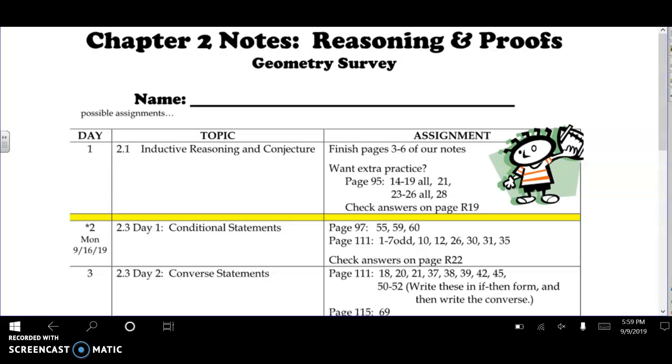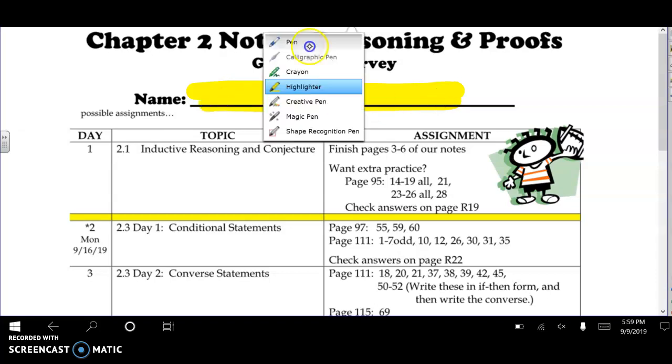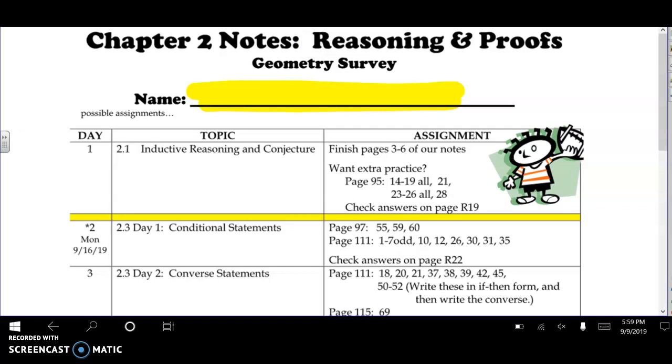Hi, we've got our Chapter 2 notes packet. Let's get our name on this packet and start filling in the dates that go along with our specific period. For instance, today is Friday. For those of you that like to put the date down, it's the 13th. Eek, Friday the 13th.